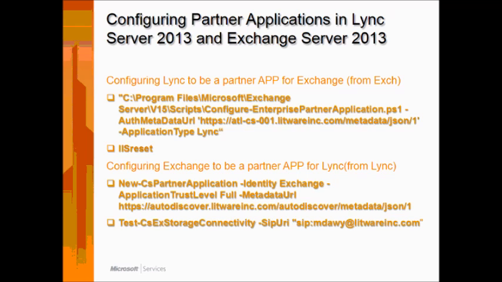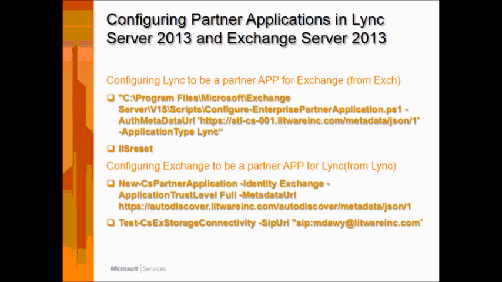We will do the same process, but from the Lync server side. Also tell Lync that Exchange is a partner application you should trust, and this is the URL for the application. The command here is different. We use New-CsPartnerApplication -Identity Exchange -ApplicationTrustLevel Full -MetadataUrl, https autodiscover and so on, same as before. And once it's finished here, you can test.